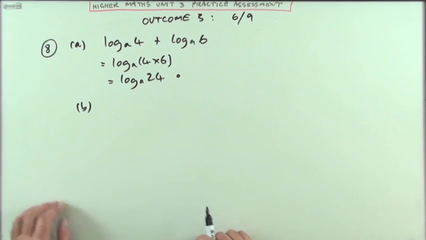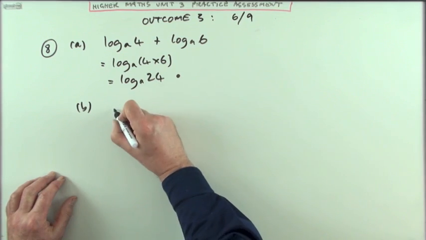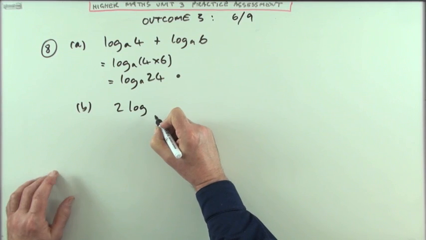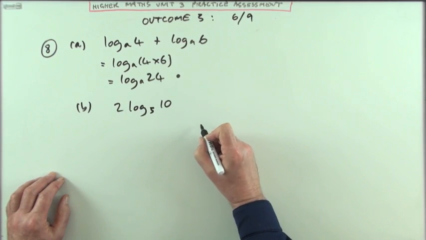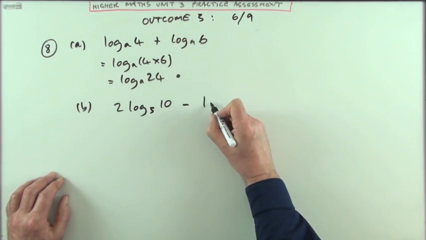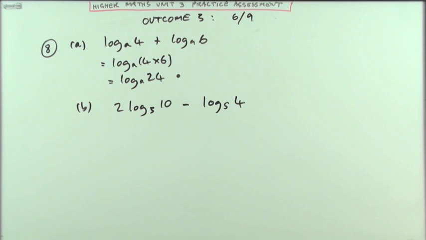So all this working has to be set out. It could be something like, for instance, 2 log base 5 of 10, minus, because I had a plus in that one, log base 5 of some other number, like 4. And this will be worth 4 marks altogether.